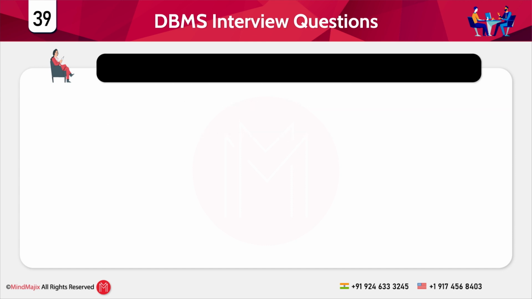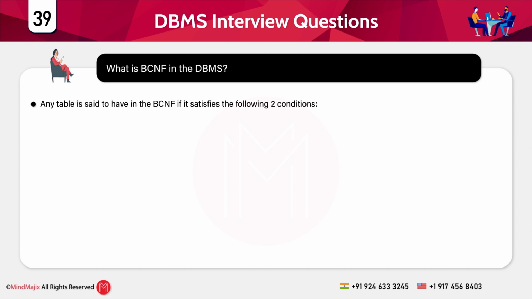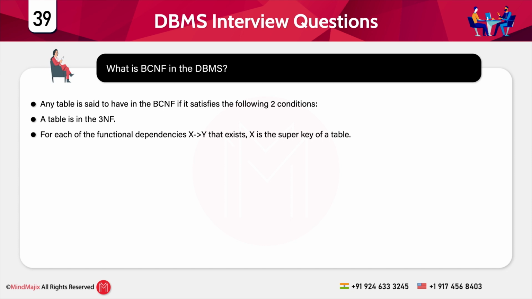The next question is, what is BCNF in the DBMS? So BCNF stands for Boyce Codd Normal Form, and this is stricter than the 3NF. Any table is said to be in the BCNF if it satisfies two conditions. The first condition is the table should be in the 3NF, and the second condition is that for each of the functional dependencies, that is X is related to Y, X is the super key of the table.